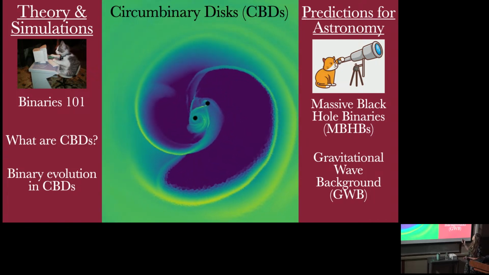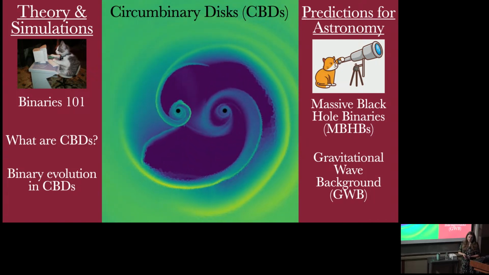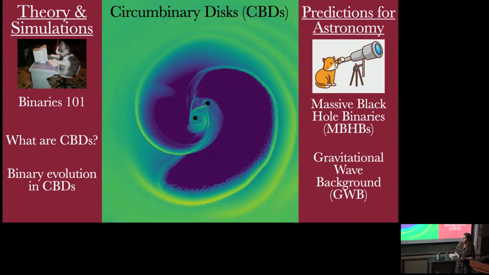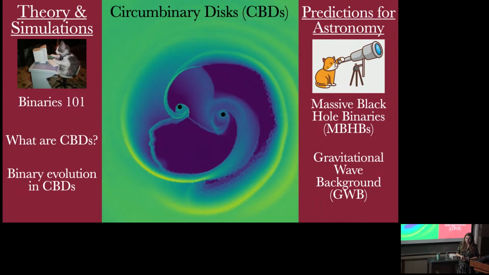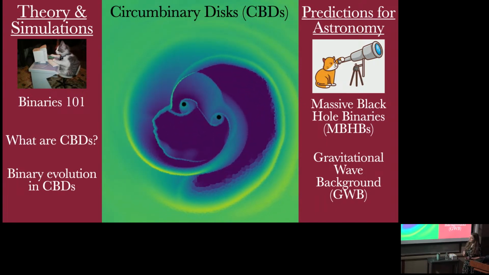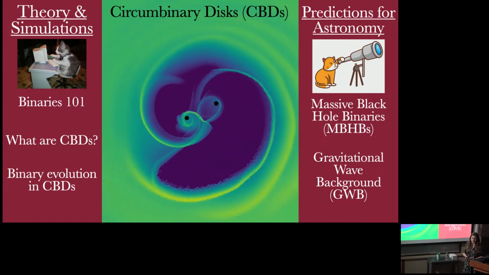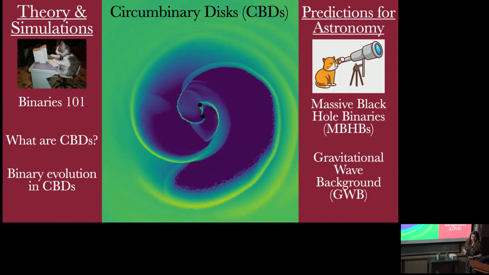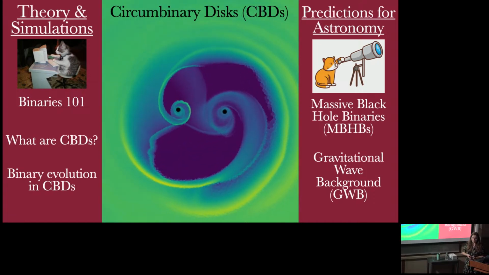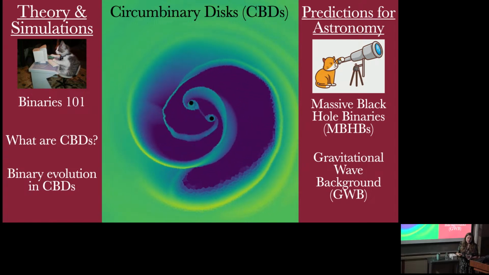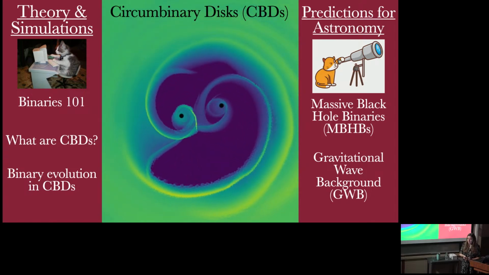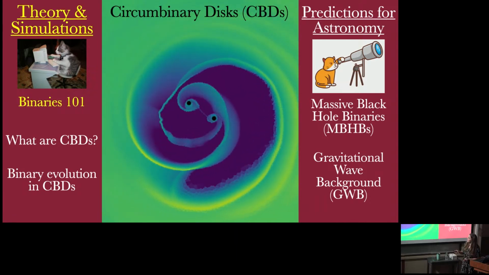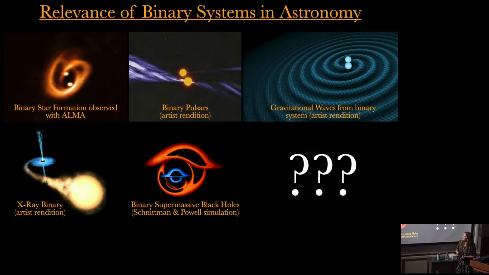I will then move on to predictions for astronomy. So basically, how does this theory relate to real astrophysical sources? And I will talk about massive black hole binary systems, how they form, and how we may observe them. And I will talk about the gravitational wave background, which is emitted by these massive black hole binary systems. And strong evidence for this background was found and published on June 29th of last year. So we have a lot to cover. Let's get started. Binaries 101.